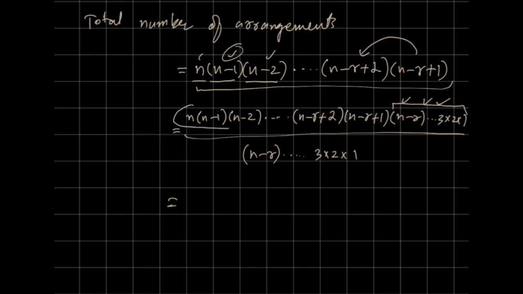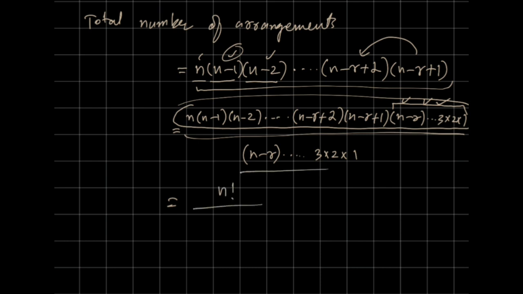So what is this term? This term is n factorial. You can see n minus 1, n minus 2, up to 3, 2, 1. So this is n factorial. And what is this? This is n minus r factorial.